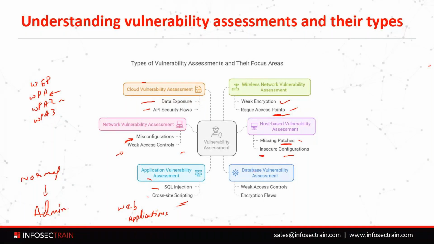Database vulnerability assessment, weak access control and encryption flaws are also checked. Weak access control would be where the database accepts any user without any strict rules. And encryption flaws would be unencrypted data in your database, whether it is moving in the network or resting in the database. That is also a flaw because anyone will be able to read your data. So encryption is very important. Encryption helps you hide or secure your data from any unauthorized person. So let's suppose I am sending some data to, let's suppose, Arjun.